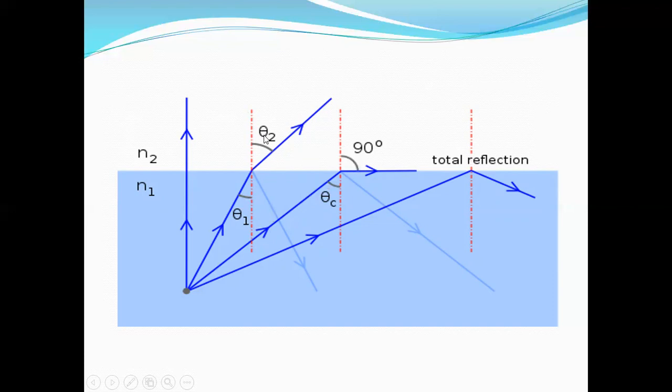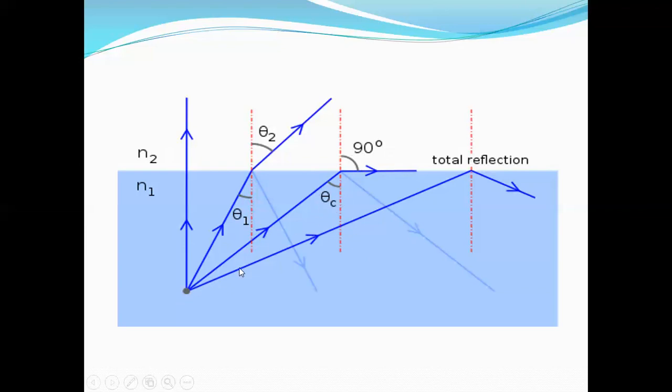In the previous case, if the angle R is, suppose, 45, now it is 90 degrees. So if angle I increases, angle R also increases. If the angle R becomes 90 degrees, then angle I is called the critical angle.